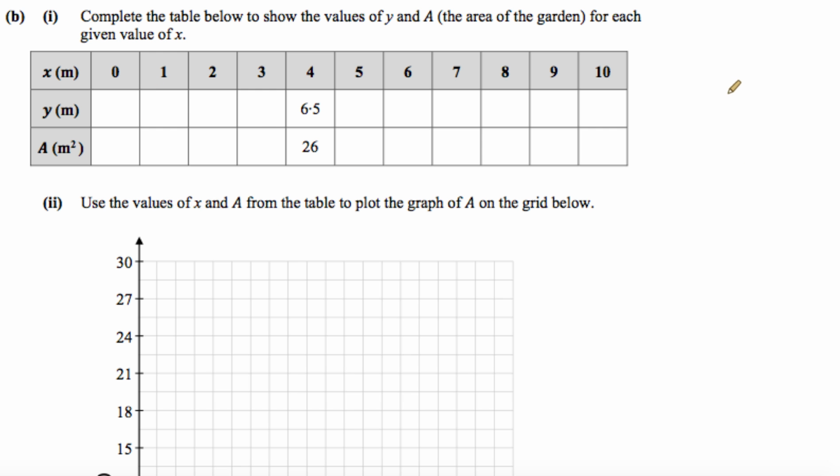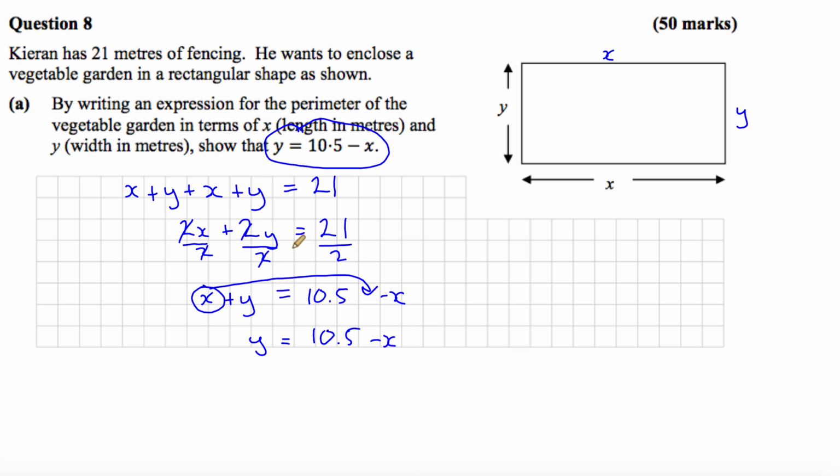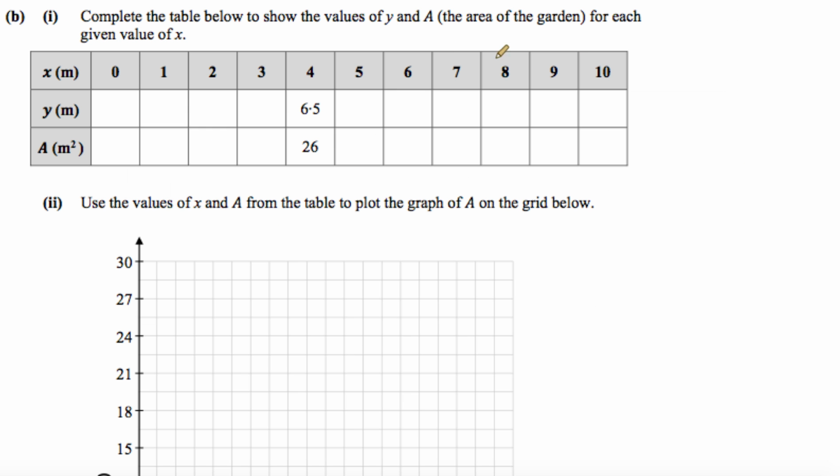Part B says, complete the table below to show the values of y and a, which is the area of the garden, for each given value of x. Okay, so we're given these values of x across the top from 0 to 10, and we have to complete the table to fill in y and then a. So from previously, we know that y is equal to 10.5 minus x. Let me just write this up here.